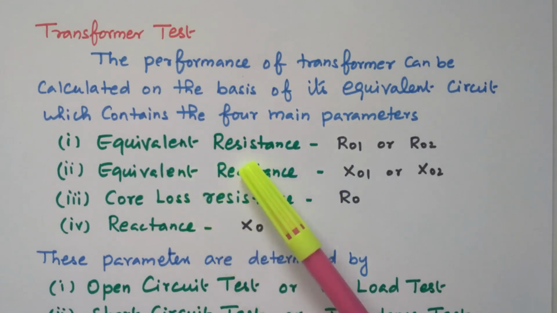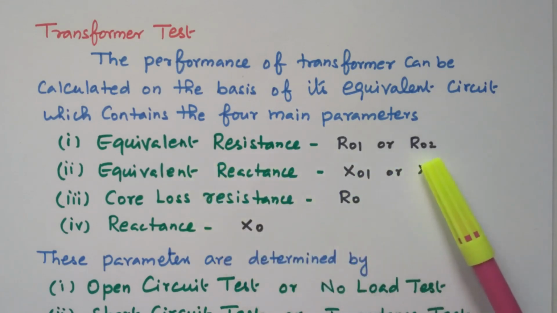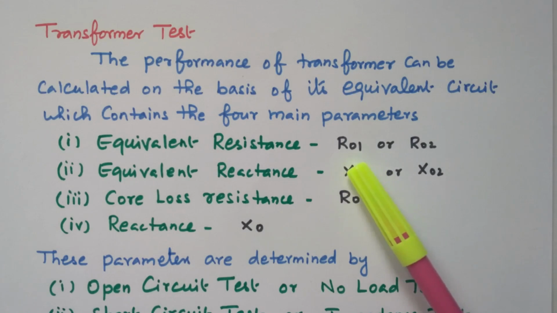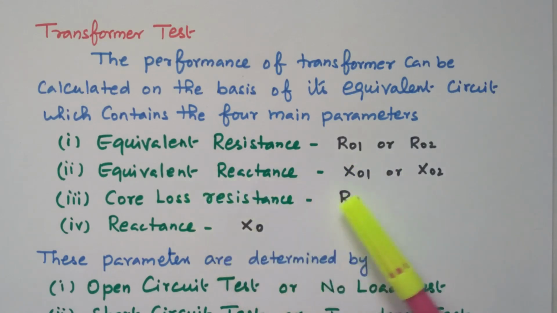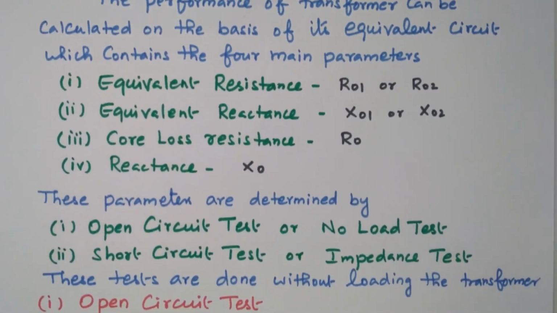One is the equivalent resistance R01 or R02. R01 means referred to the primary side, R02 means the secondary side. Then the equivalent reactance X01 or X02, and the core loss resistance R0 and reactance X0. By using these four parameters we can draw the equivalent circuit, and from the equivalent circuit we can analyze the performance of the transformer. In order to identify these four parameters we need to do the transformer test.